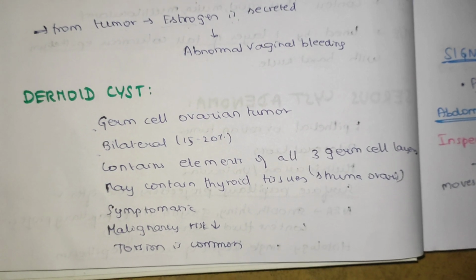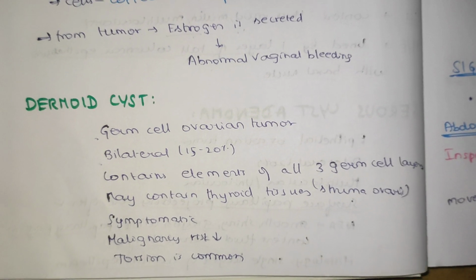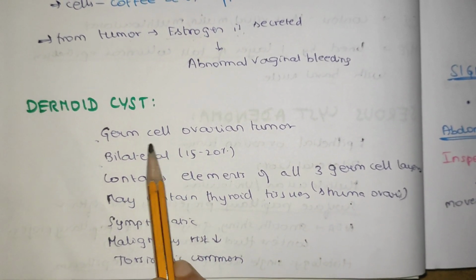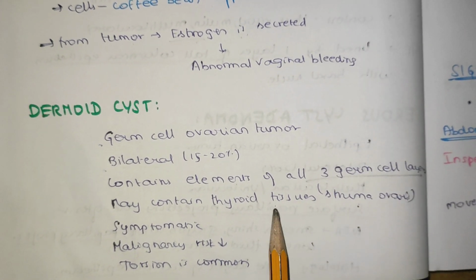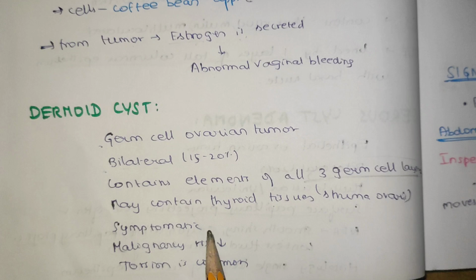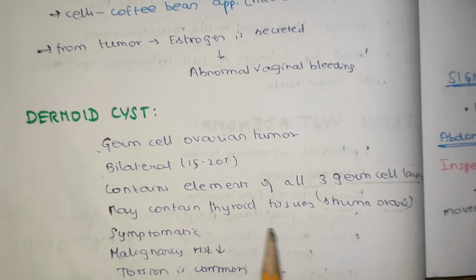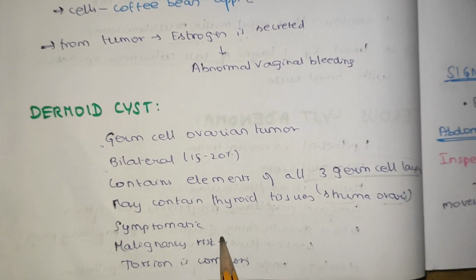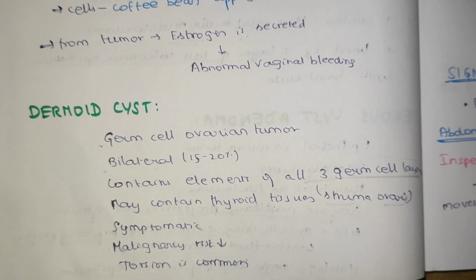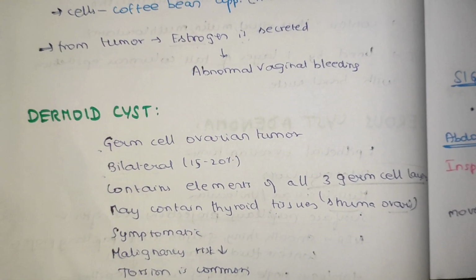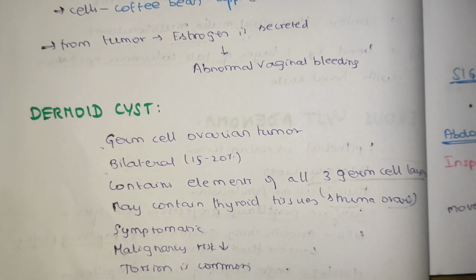The next one is the dermoid cyst. All the benign neoplasms we've seen previously are epithelial ones. Now dermoid cyst is a germ cell ovarian tumor. It arises from the germ cells. It is also bilateral. It contains elements of all 3 germ cell layers, and it may contain thyroid tissue. If it contains thyroid tissue, it is known as struma ovarii. We'll see it later. Malignancy risk is very low. Torsion is more common here. So the main thing to remember is that it is a germ cell tumor containing elements of all 3 germ cell layers, and sometimes thyroid tissue, known as struma ovarii.